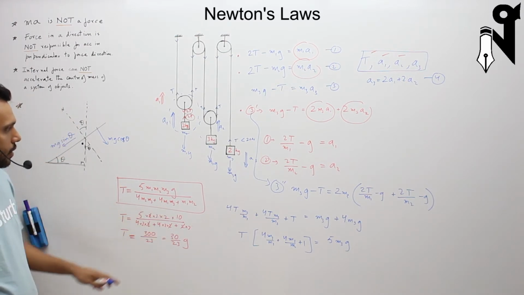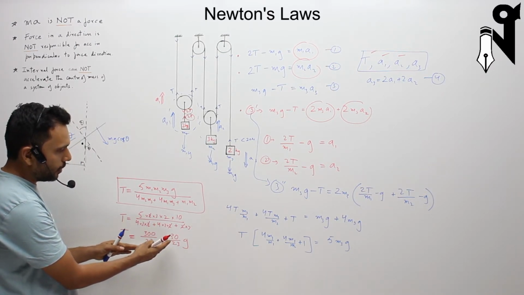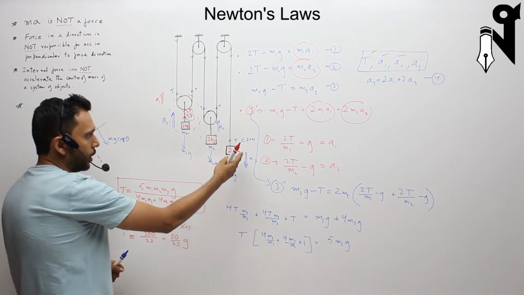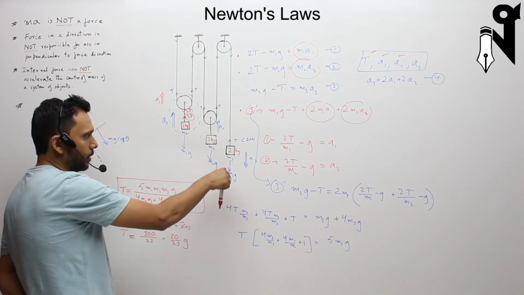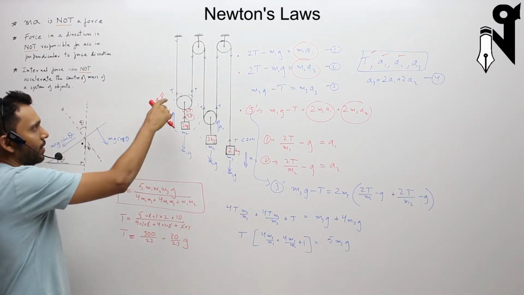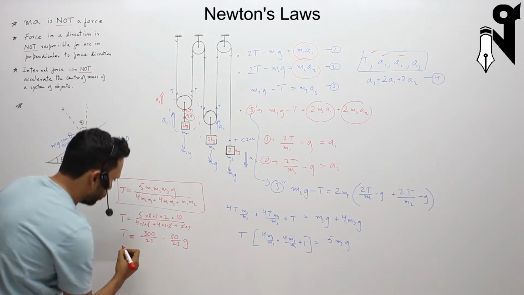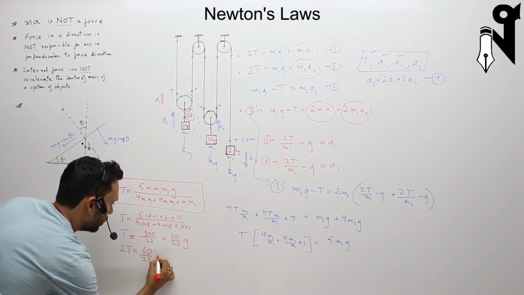Now twice the tension. First of all, is this tension less than 2g? Is this less than 2g? Yes, it is less than 2g. Hence, m3g is going down, tension is less. Is this tension twice of this tension? What is 2T over here? 2T is 60 by 23g.